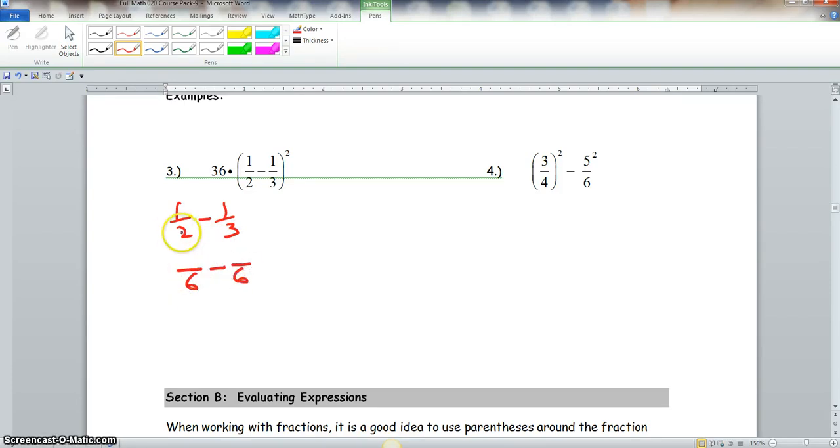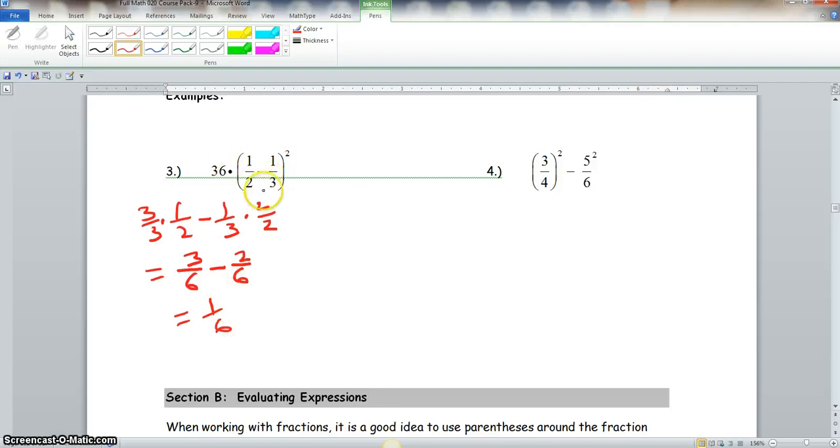Now we would take 6 divided by 2, which gives us 3. So we'll multiply the numerator and denominator by 3. And 6 divided by 3 is 2. So we'll multiply the numerator and denominator by 2. 3 times 1 is 3. And 1 times 2 is 2.